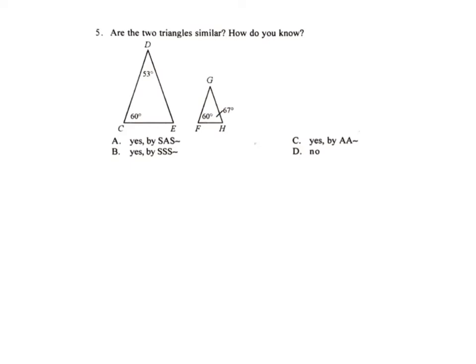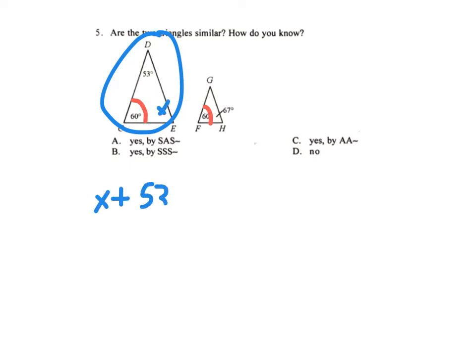I noticed that we already have two angles. In this triangle we have 60, in this one we also have 60, which is great. But then I have those other two angles and they're not congruent, but we could probably figure out what our missing angles are. So if I look at my first triangle, remember all three angles in a triangle add up to 180. So if I call this one x, I know that x plus 53 plus 60 equals 180.